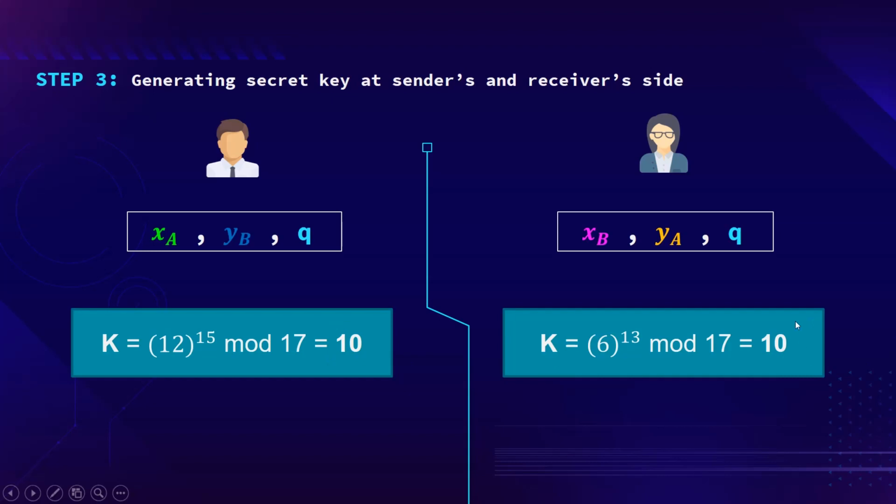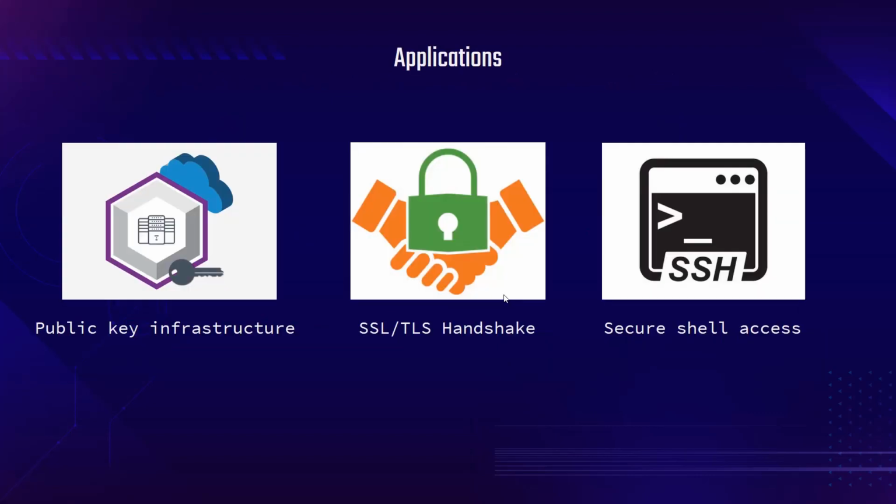In this example we took really small numbers, but in real life scenarios the numbers are really huge. So it would take decades or eons of years to calculate or try using the trial and error method. Hence we can see how powerful this Diffie-Hellman key exchange algorithm is. Now let us see some of its applications.